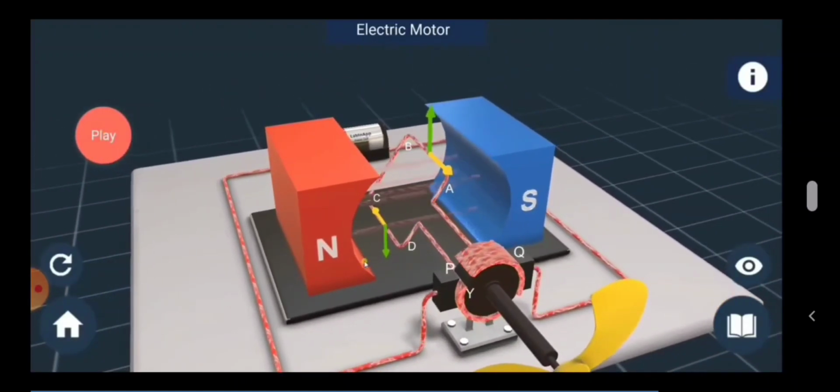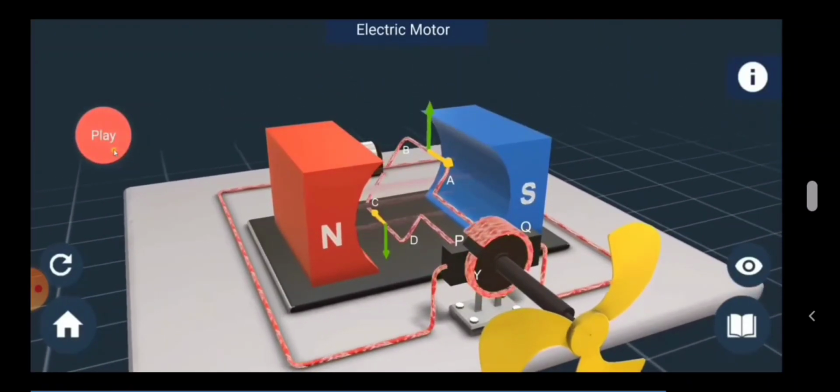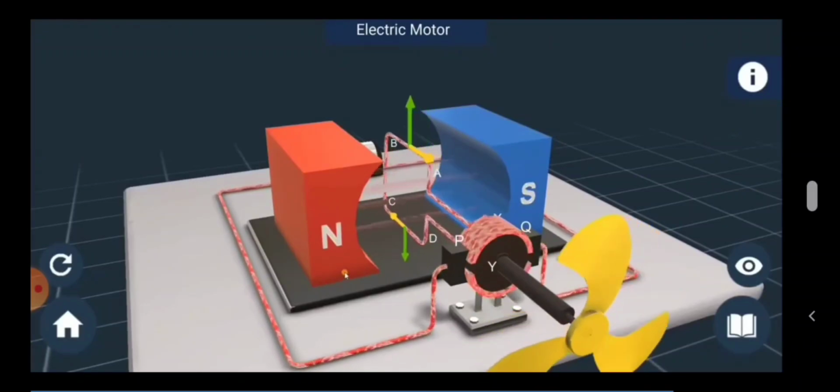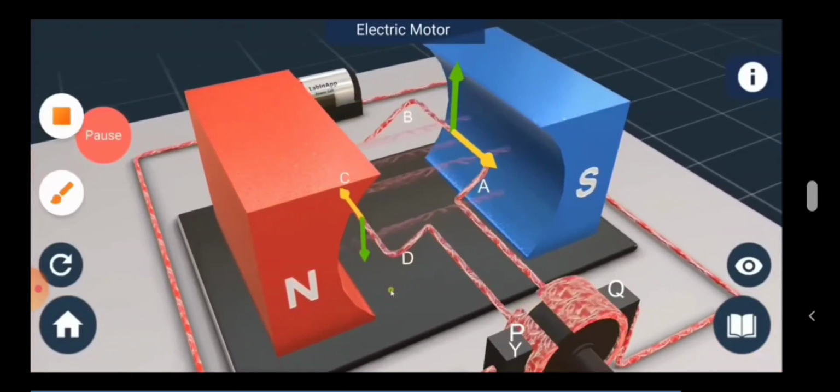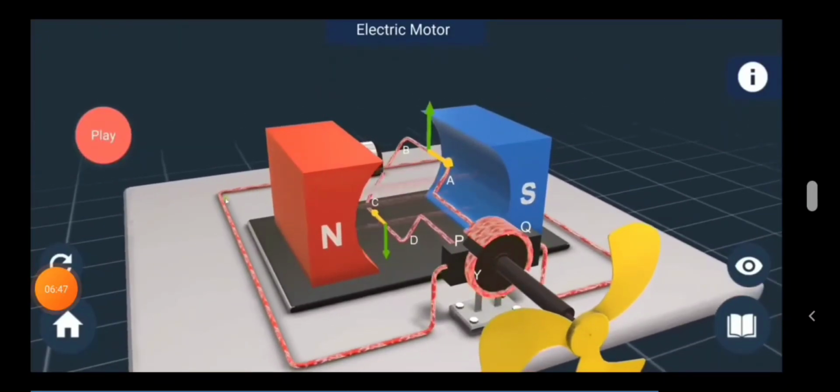The reversing of the current is repeated at each half rotation, giving rise to continuous rotation of the coil and the axle. So that is how the electrical motor works.